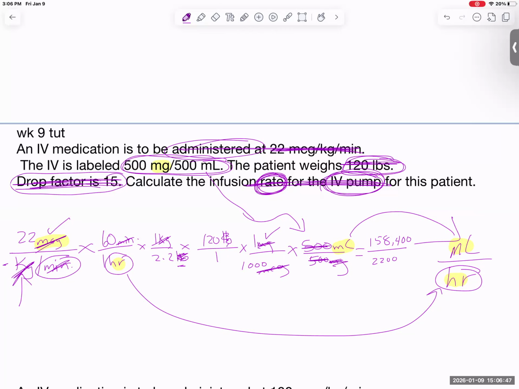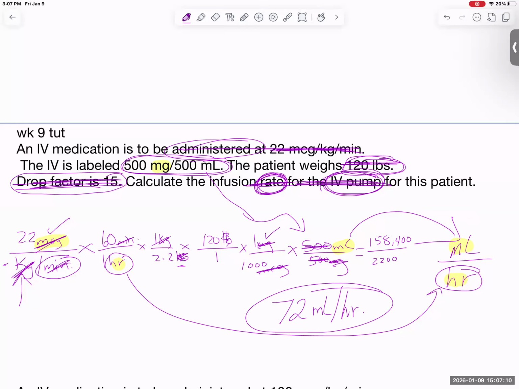And then when I do my division, 158,400 divided by 2,200, I get a rock and roll number, and that is 72. I am going to set that IV pump at 72 milliliters an hour, and this patient's probably going to get this very serious cardiac med infusing into them. Yes, Julius.